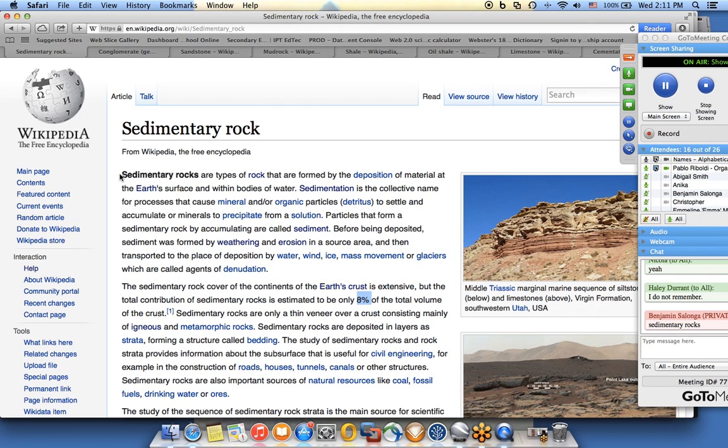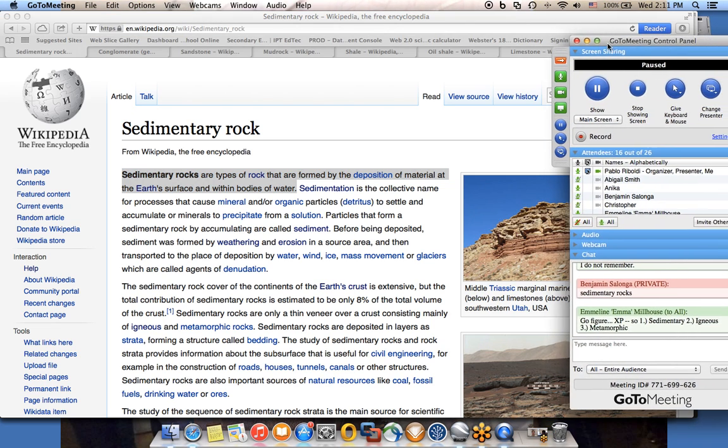So sedimentary rocks, by definition, are types of rocks that are formed by the deposition of material at the Earth's surface and within bodies of water. Okay, and here the article explains how that sedimentation occurs.